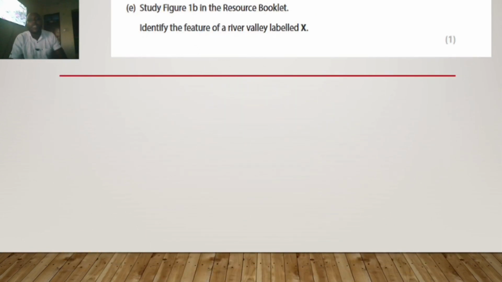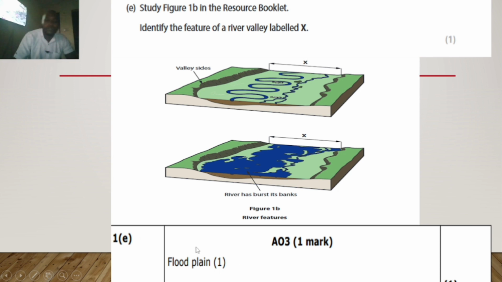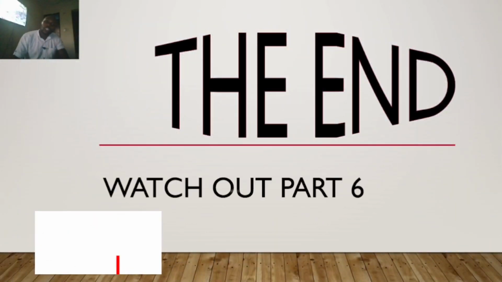So study figure 1B in the resource booklet and identify the feature of the river valley labeled X. Which one is that? Okay, look at this X, this whole part, okay? This is the valley sides. See that? River has burst its banks. So this part here, what do you call that? That's a floodplain. Okay, from the word floodplain, that's how it formed actually, due to flooding. So we have a plain that is formed due to flooding. Floodplain. It's clear?